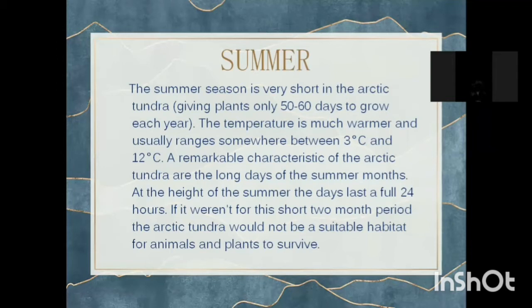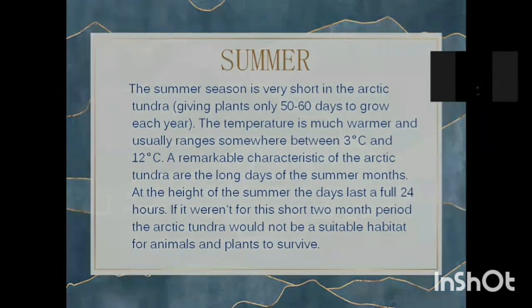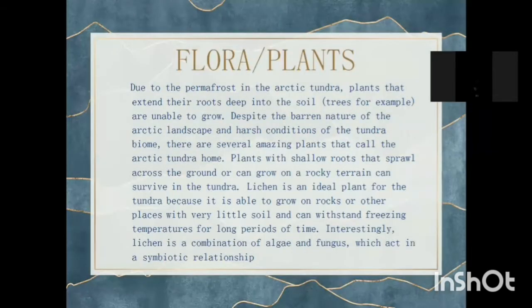Remarkably characteristic of the Arctic tundra are the long days of the summer months. At the height of the summer, the days last a full 24 hours. If it weren't for this short 2 month period, the Arctic tundra would not be a suitable habitat for animals and plants to survive. But in India, summers reach 48 to 50 degrees Celsius, we have found.